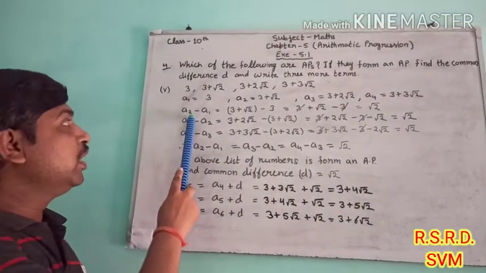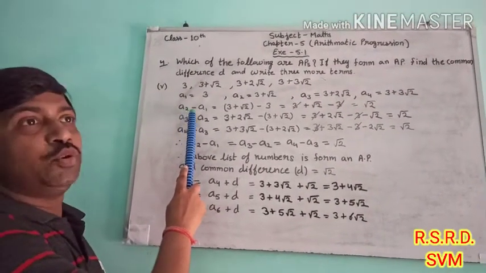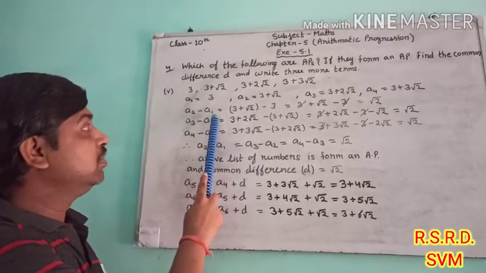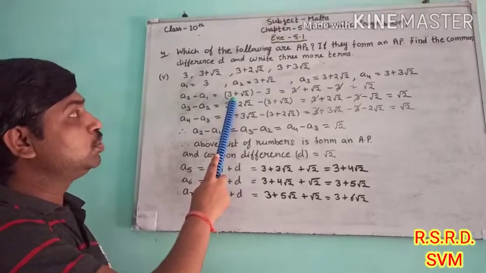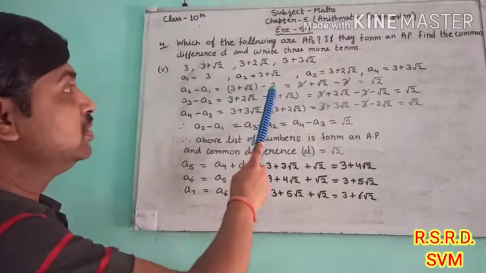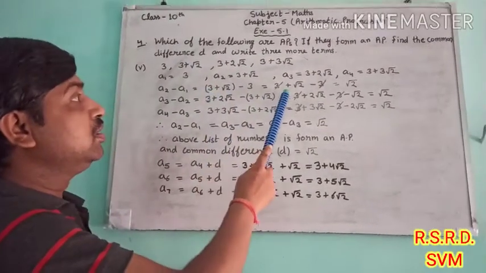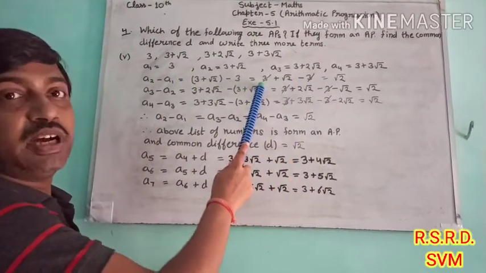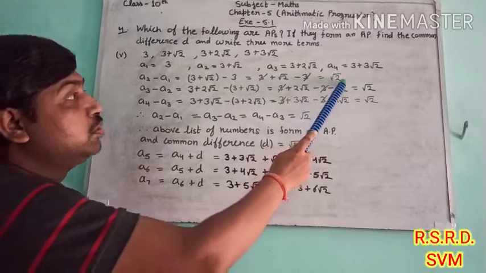We have to calculate the difference A2 minus A1, that is second term minus first term. We get 3 plus root 2 minus 3. If we open the bracket, 3 plus root 2 minus 3. 3 and 3 cancel out. So we get root 2.